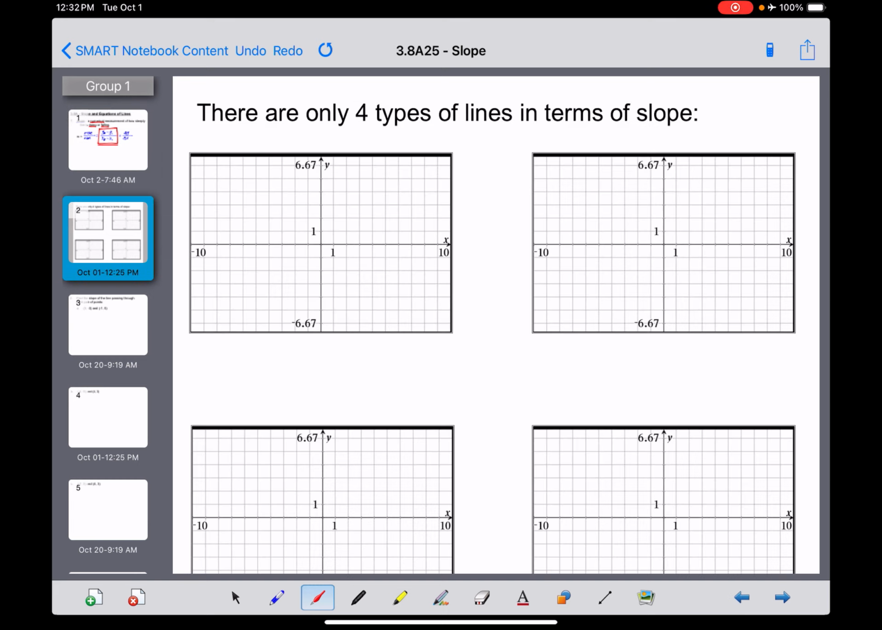Now, as we dive into it a little bit more, there are only 4 different types of lines in terms of slope. So let's walk through the 4 kinds of lines. One of them is a line that looks like this. So you'll notice what I have here is a line that I've drawn that gets higher as we move from left to right. This is what we would call a rising line.